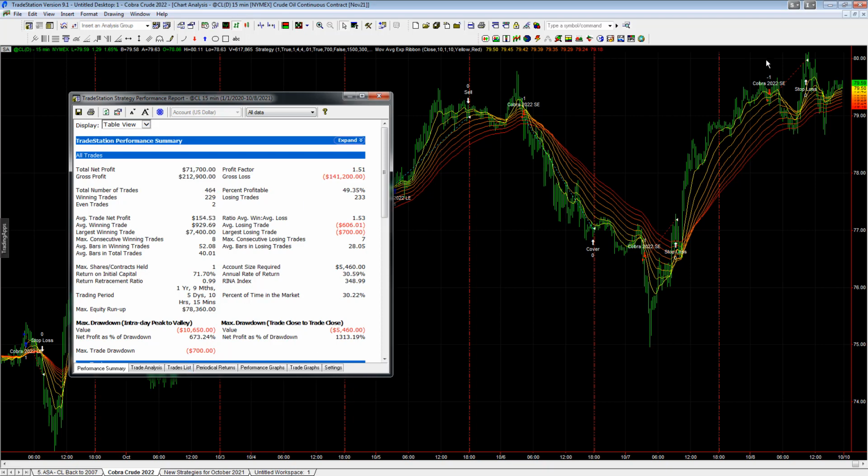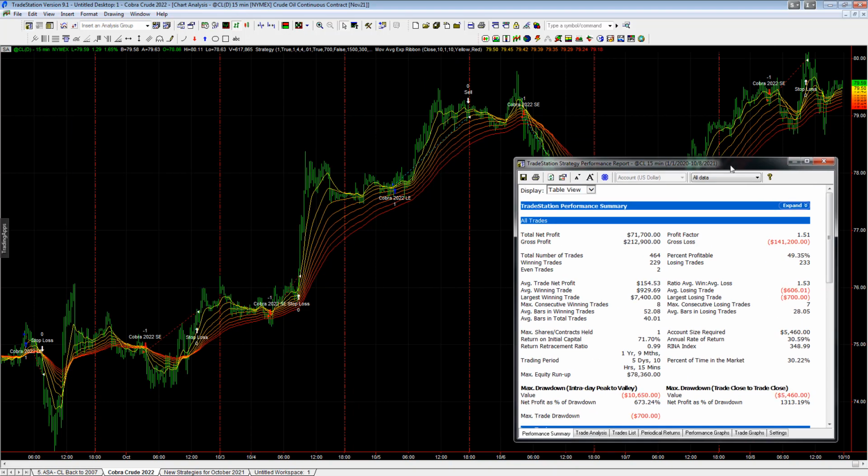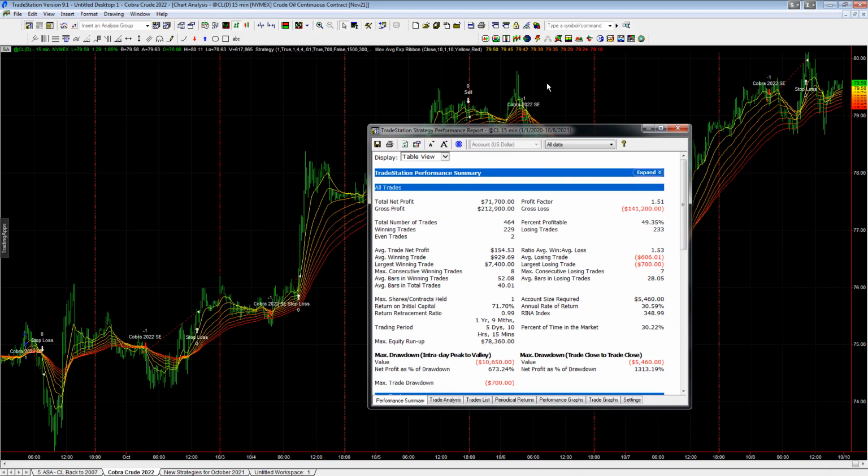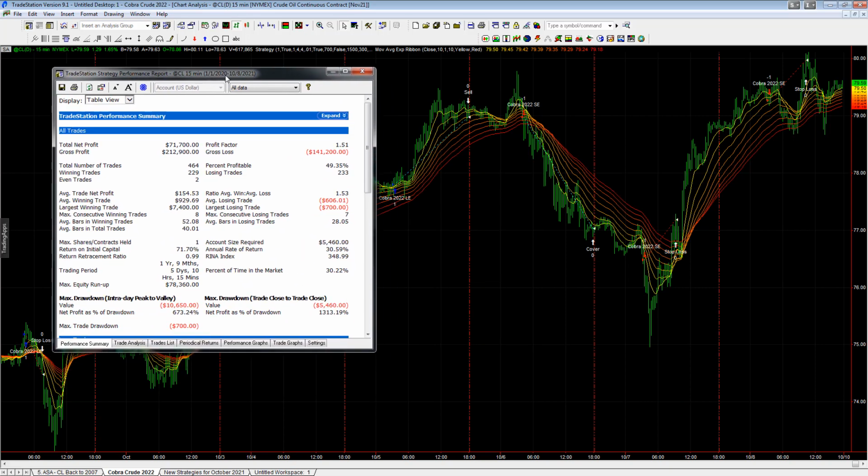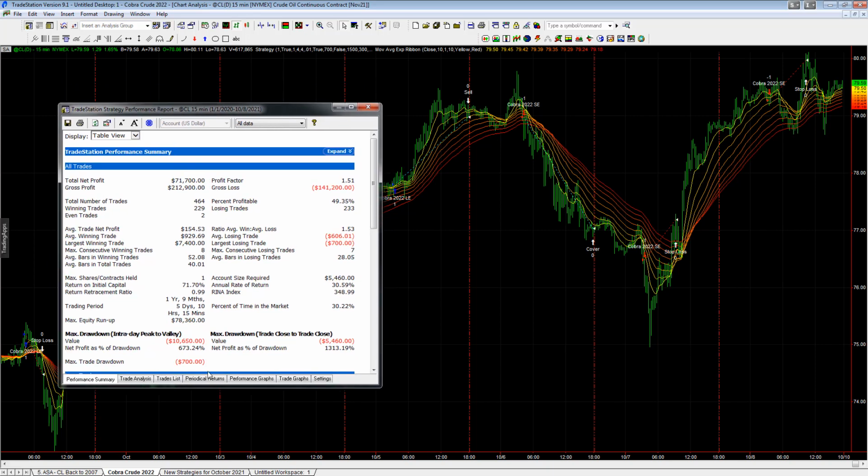Now, this is a swing trade strategy, so it does hold positions past the session. And so you have to decide if that's appropriate for your risk. You could get out on Friday and get back in on Sunday night, or I may rewrite the strategy to do that. But the worst case drawdown on a closed trade basis is 54.60. The max drawdown intraday peak to valley was 10,650.